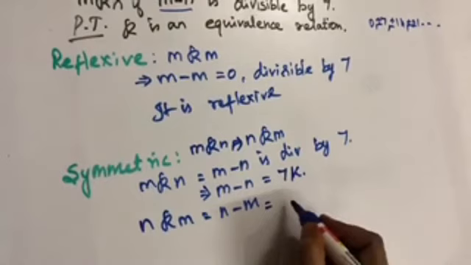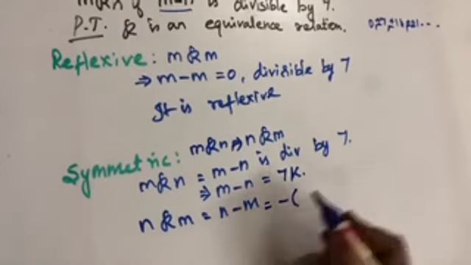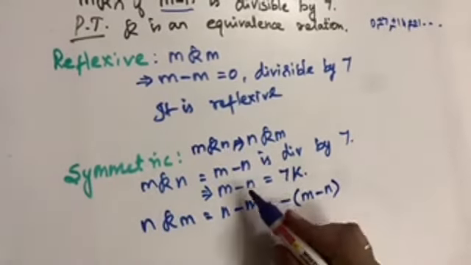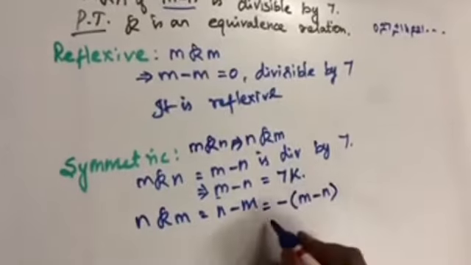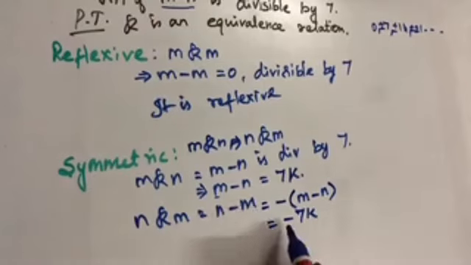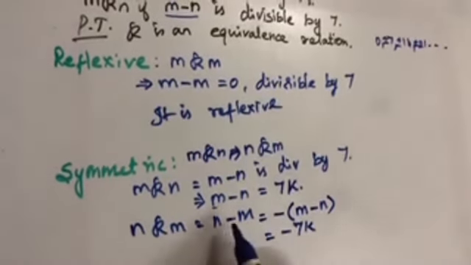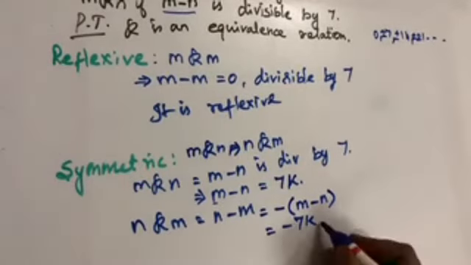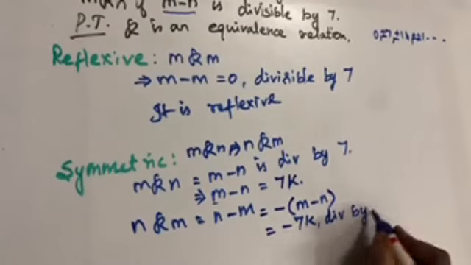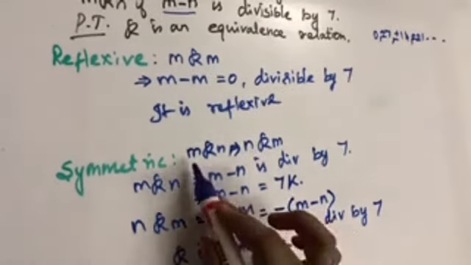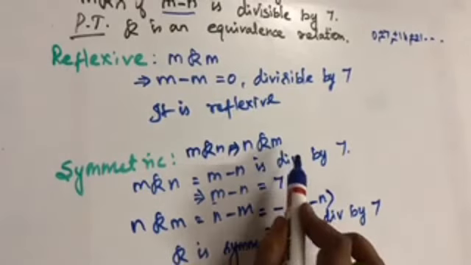Okay, I take minus as common. It has become minus of m minus n. Okay, what is m minus n? It is 7k. So that is equal to minus 7k. So n minus m is minus 7k. So n minus m is also divisible by 7. So R is symmetric. Because m is related to n, and we proved that n is also related to m.